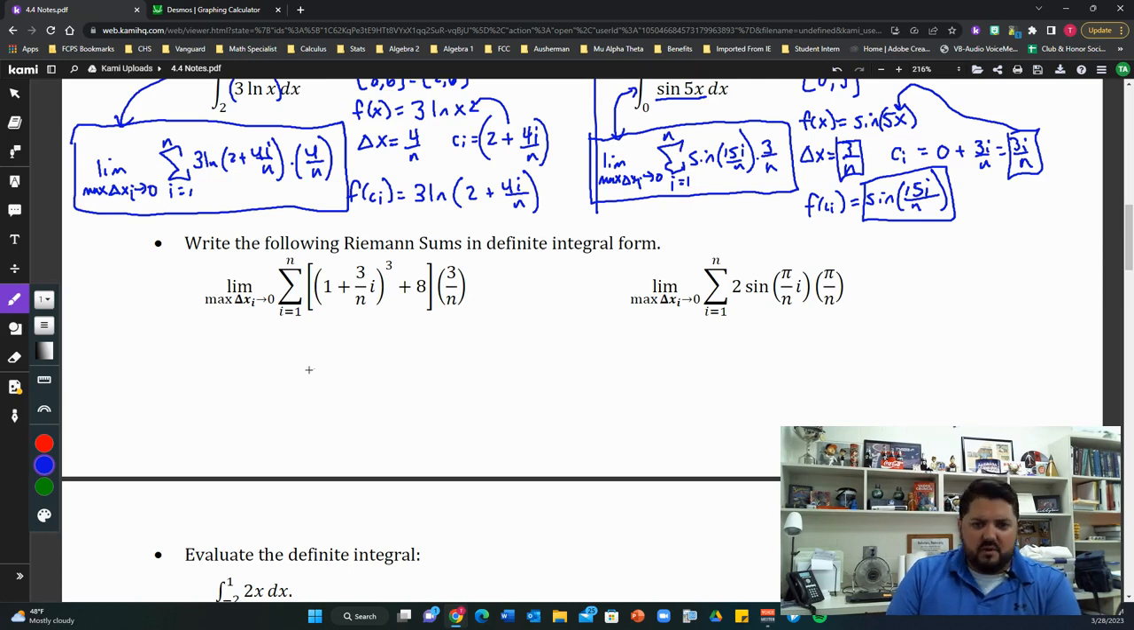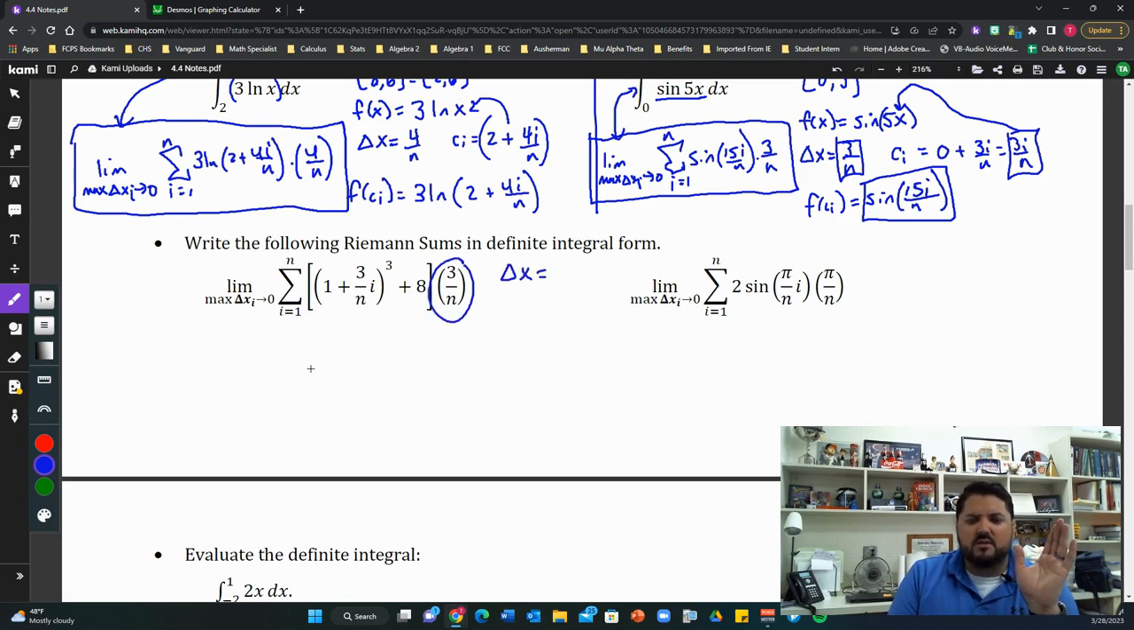This way is much more difficult, but it's still doable, so don't freak out or anything, okay? Again, to write my definite integral, I just need to know what the function is and what my interval is. So now we have to work backwards to find all that information. In this case, the best place to start is with our delta x.